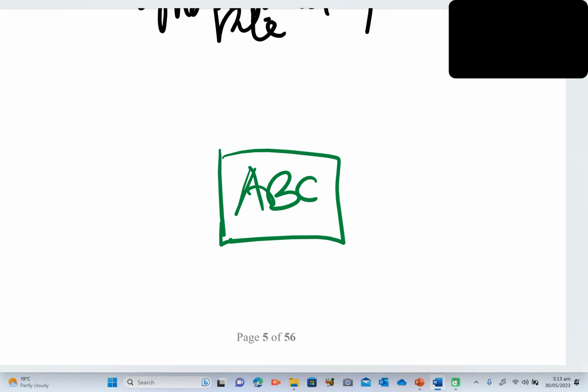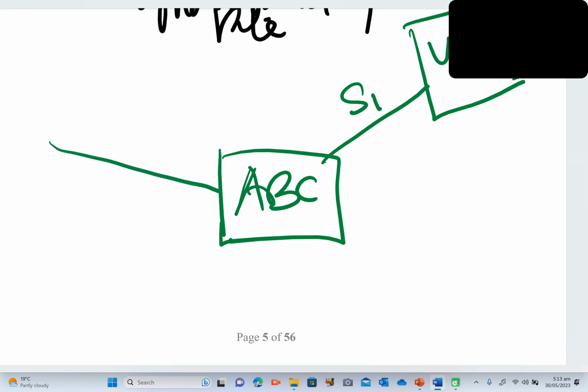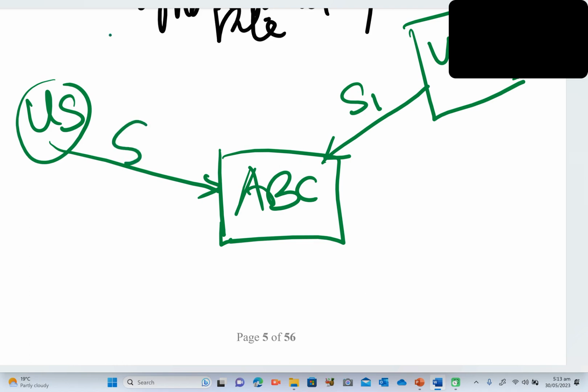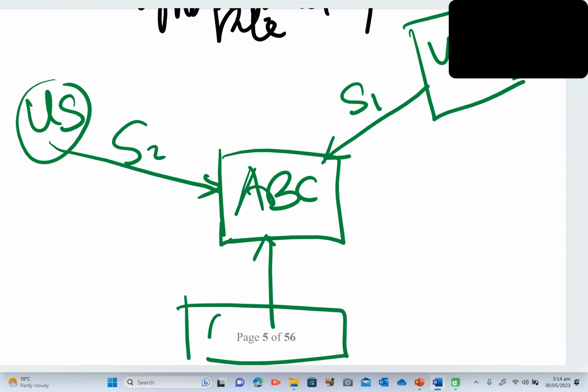Sasa hapa naanza kudominate. Kwa mfano, if ABC is having a subsidiary S1, this subsidiary is in UK, for example. Again, ABC is having another subsidiary in US. Haya ndo maswali nauliza kwa mtego. This is a subsidiary 2. Again, ABC is having a third subsidiary in Germany. So this is a subsidiary in Germany.